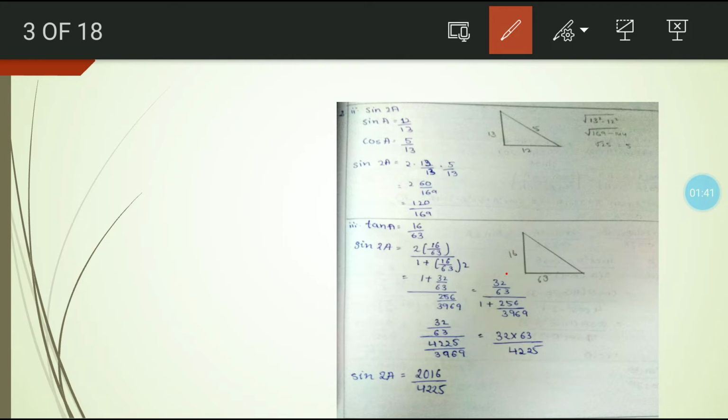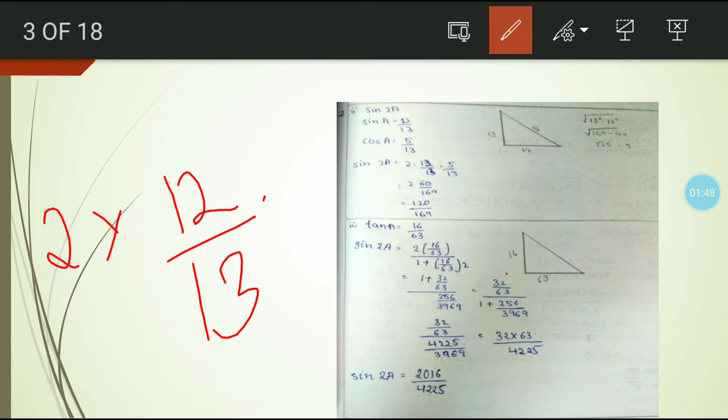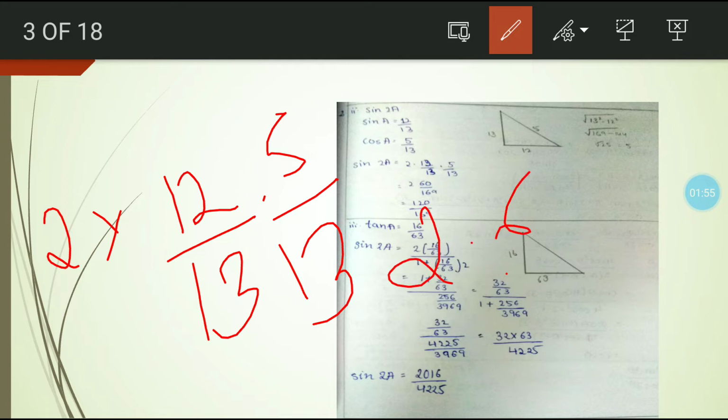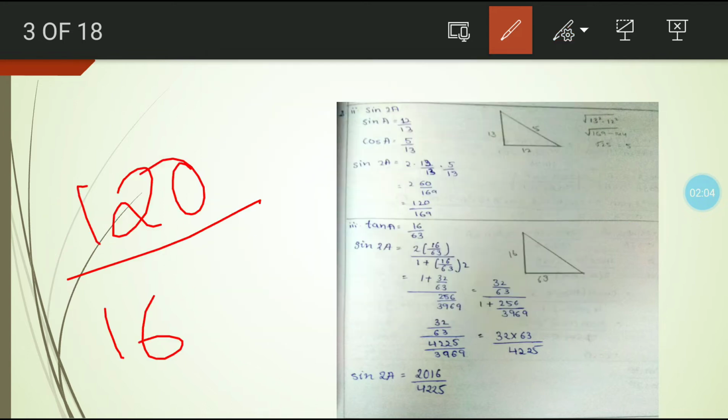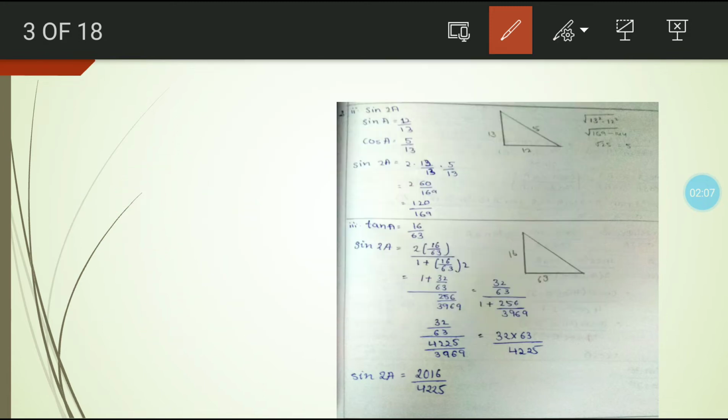Then here we have 2 into 12 by 13 into 5 by 13. Then it will be 2 into 60 by 169. After that, it will be 120 by 169. Right. Then tan A is equal to 16 by 63.